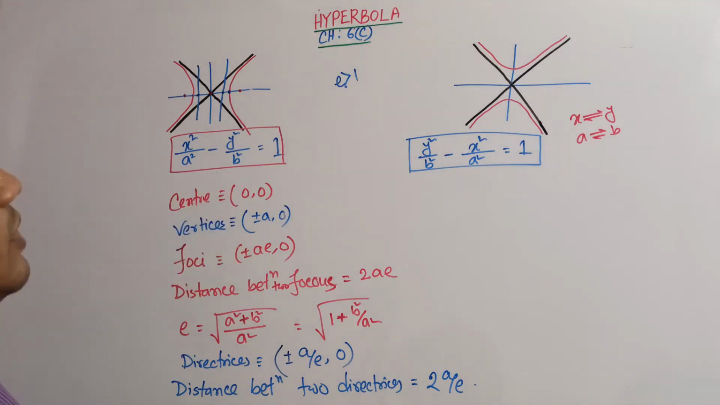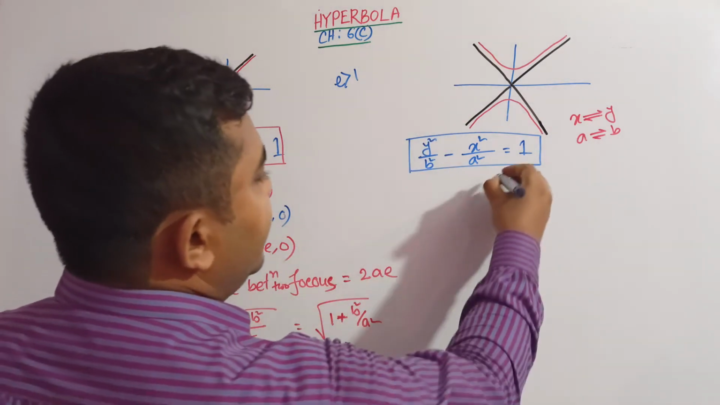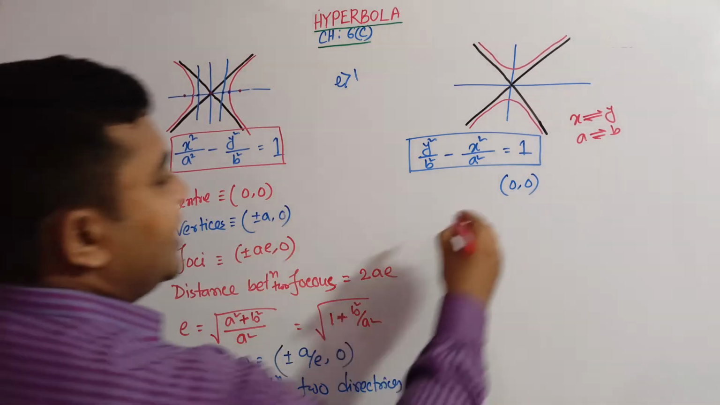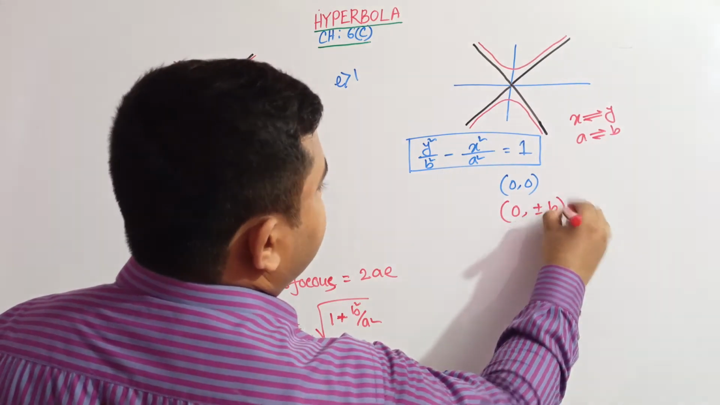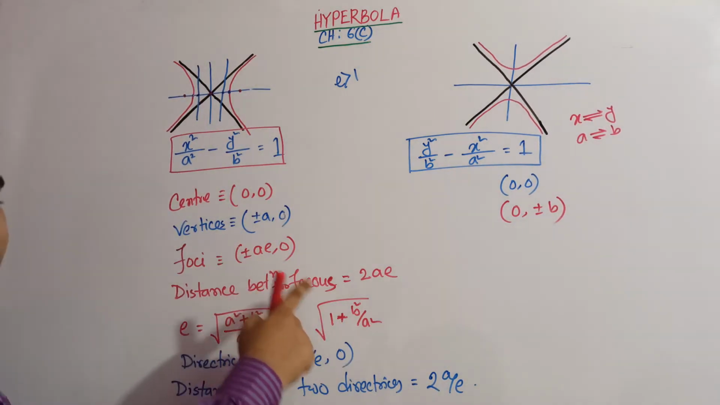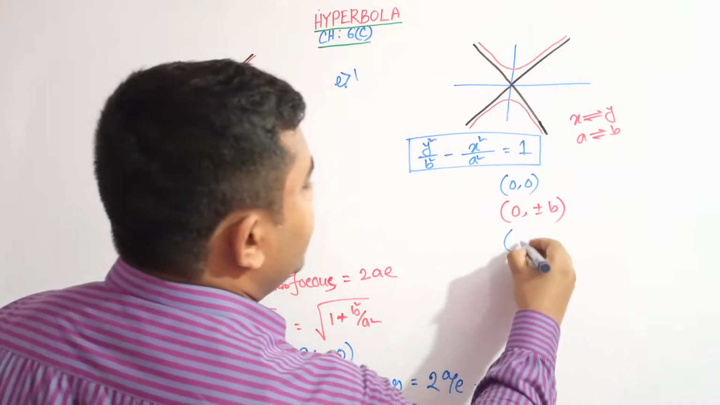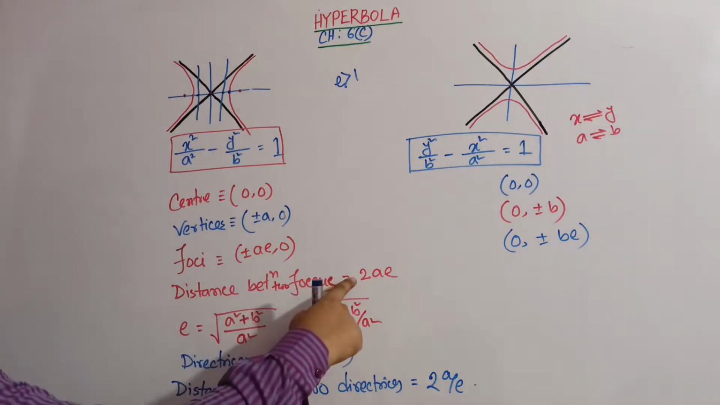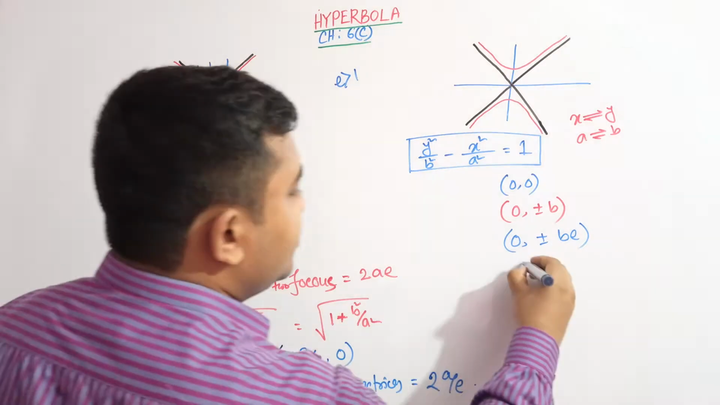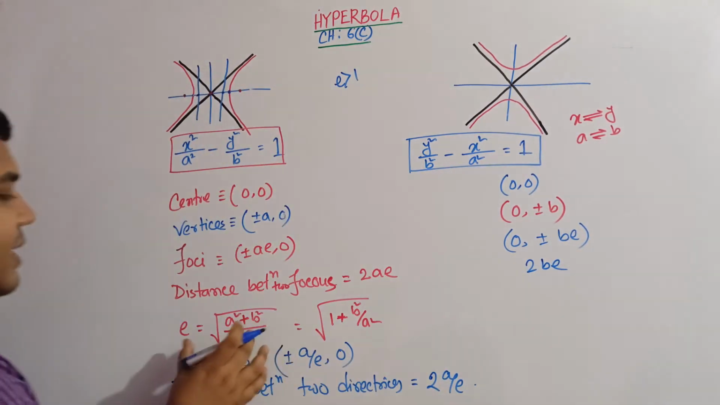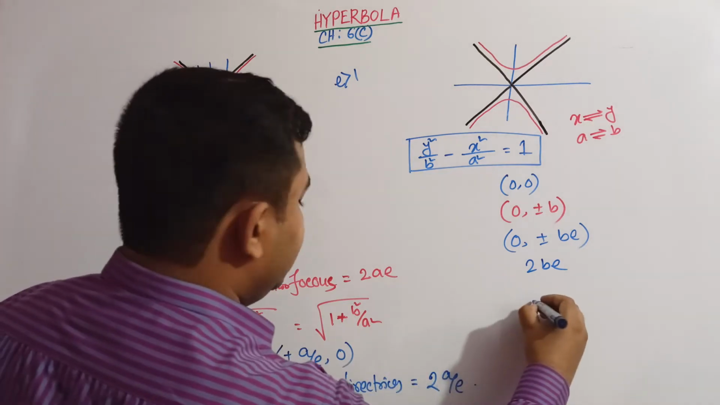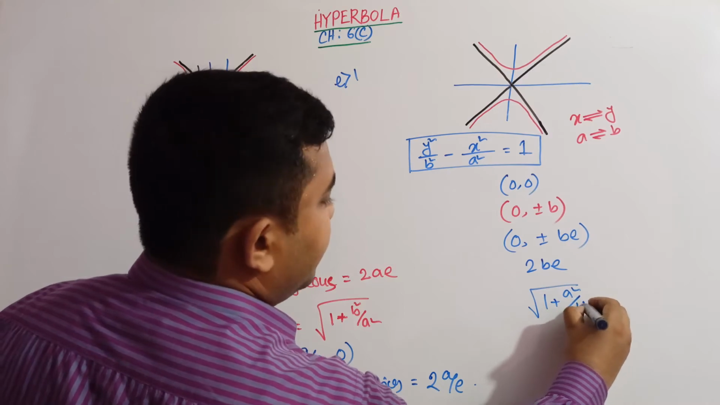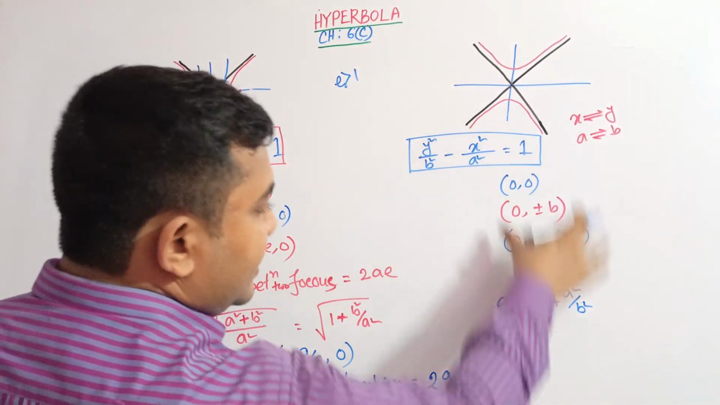The center should be 0 0, and for this type you again get the center 0 0. Here the vertex was plus minus a comma 0, and you will get 0 comma plus minus b. The foci was plus minus ae comma 0, but here the foci should be 0 comma plus minus be. The distance was 2ae, and here the distance should be 2be. Here the eccentricity was that, and here the eccentricity should be root over 1 minus a square by b square. So this is the eccentricity for these equations.